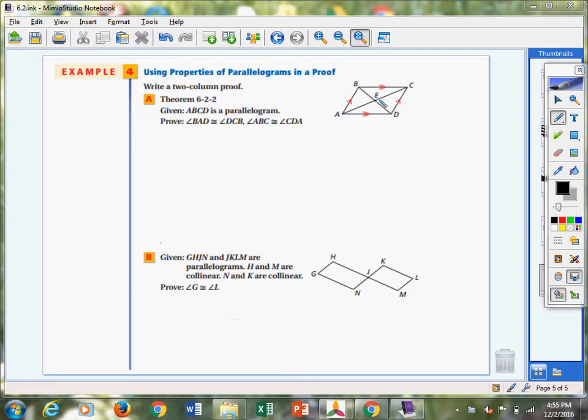You probably thought we got away from doing proofs because we were having so much fun figuring out and using algebra with these parallelograms. And now it's proof time. I know you're just so happy. I can hear you screaming from your house.